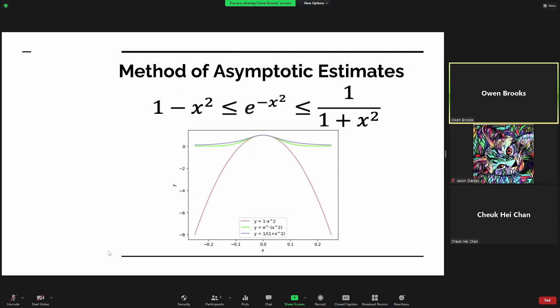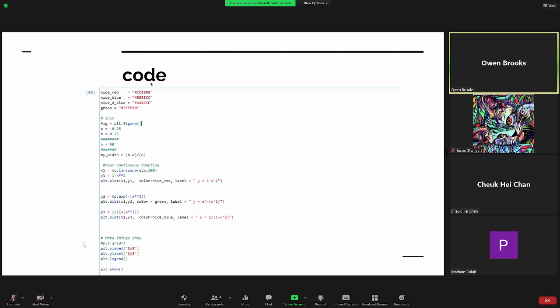So now for the method of asymptotic estimates. So you start with this inequality here. And the general concept of this method is to squeeze or to pin down the Gaussian integral to a value of root pi over 2 by proving that it can't be greater or smaller than our upper and lower bounds. And so we made a graph on the Cartesian plane in Python to illustrate this concept. So here the Gaussian integral is the green line, and then the lower and upper limits are the red and purple lines. That's just the code.